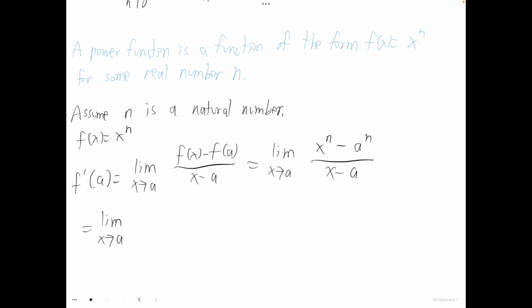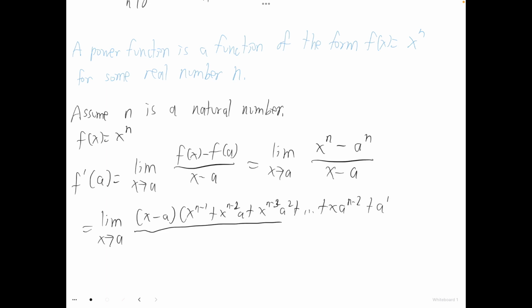Now, just like normal, we want to factor the numerator. Now, the numerator, I'm going to say how it factors and explain it. So it factors as x minus a times x to the n minus 1 plus x to the n minus 2 a plus x to the n minus 3 a squared, and so on to x times a to the n minus 2 plus a to the n minus 1. And then that's all divided by x minus a.